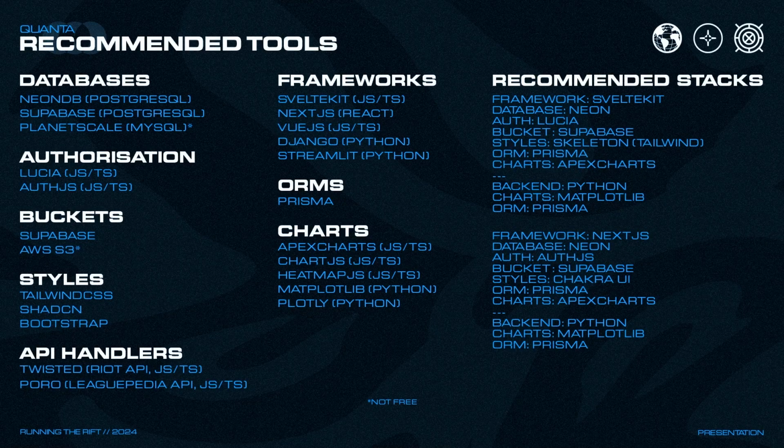For API handlers, the Riot API wrapper for JS that I use is Twisted. I really like how it's implemented, and the TypeScript version allows for really easy typing. The same thing with Poro. That's the Leaguepedia version. I don't use the Leaguepedia API too much on the web, but if you were building a tool that required it, I use Poro.